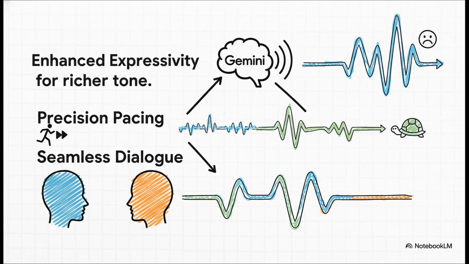And this is exactly what the latest Gemini text-to-speech models are built to do. They give you enhanced expressivity, so the tone actually matches what you're asking for. They've got precision pacing, letting the AI speed up when things get exciting or slow down for emphasis. And the big one, seamless dialogue, making sure character voices stay consistent and distinct. It can even do this when switching between 24 different languages, which is just wild.